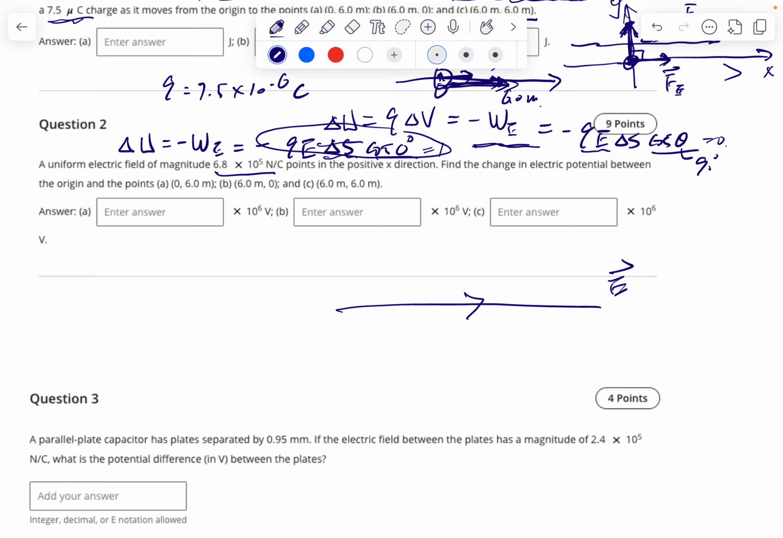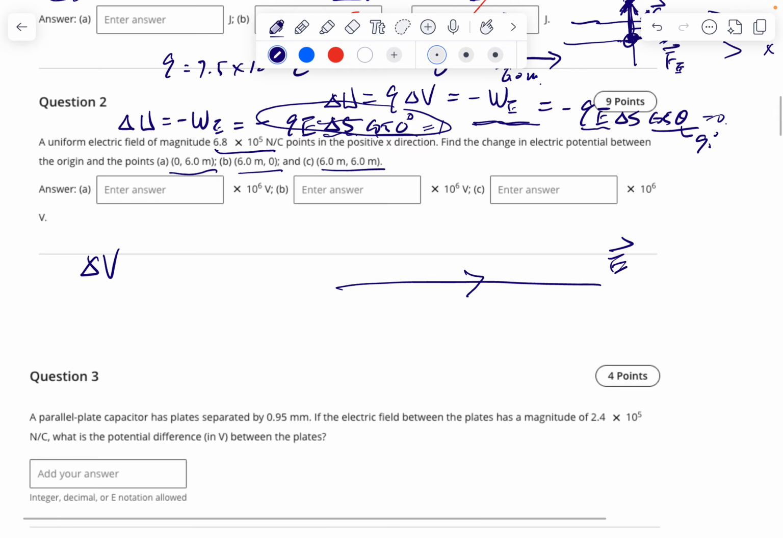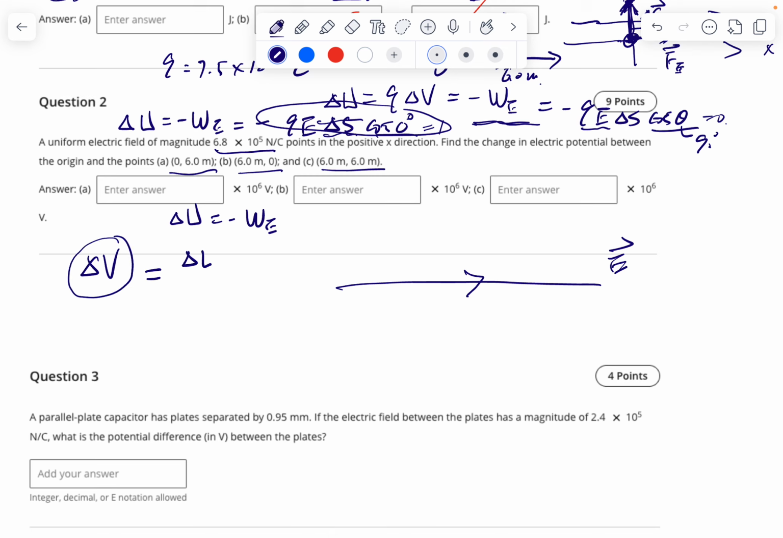Find the change in electric potential. Looking for electric potential between the origin and this position. This is basically a continuation of the previous question. In the previous question, you calculated the change of potential energy, equal to the negative of the work done by the electric field. Then the potential difference equals potential energy over charge, so equal to negative.